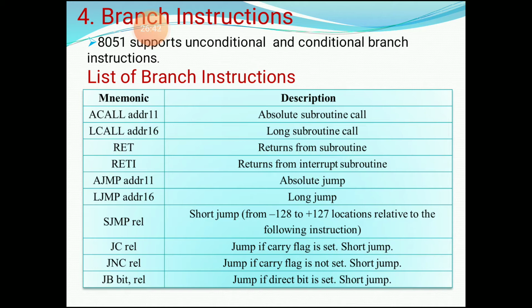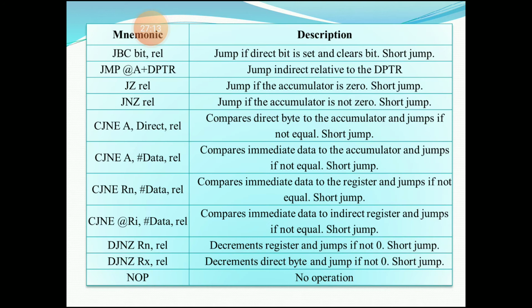JC represents jump on carry, and if the condition is satisfied, that is carry equal to 1, it transfers the control to the relative address specified in the instruction. JNC means if no carry, then this instruction is executed and transfers the control to the address specified in the instruction. JB bit, relative. This instruction jumps if the corresponding bit specified in the instruction is set, and transfers the control to the specified label. JBC bit, relative. This instruction jumps if the bit is set, and after that clears that bit and jumps to the specified address.